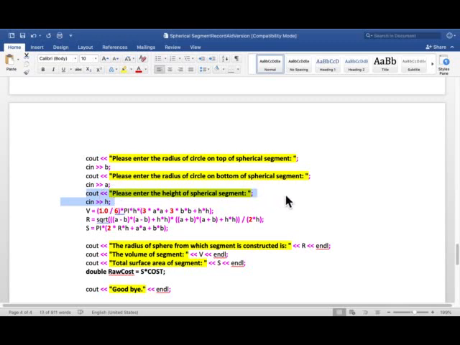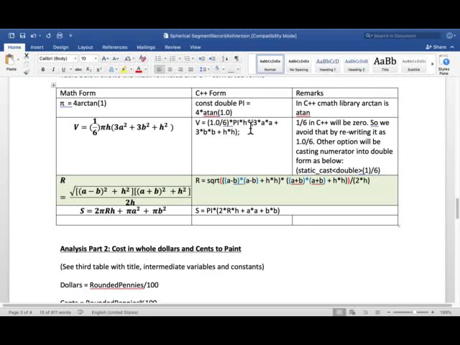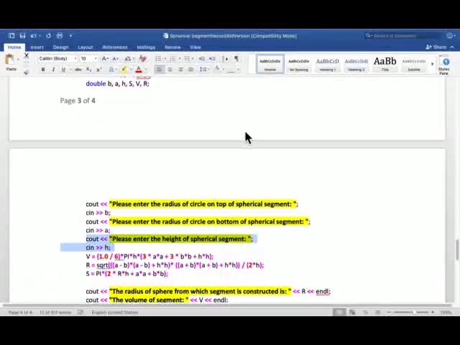After that, the 3 computations for volume, radius, and surface area are pretty straightforward. They're exactly what we had here, here, and here. And if you do this in a text document, you can copy and paste that into source code, but not from Microsoft Word. Okay.